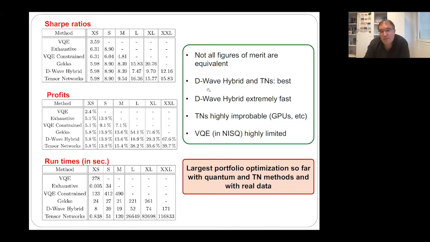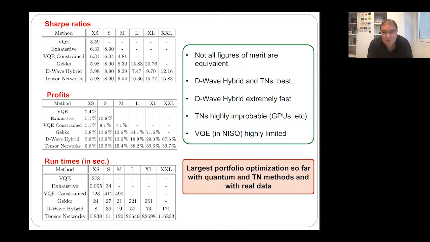We also noticed that D-Wave hybrid works very well, and also Tensor Networks. They allow us to solve the largest possible sizes of the problems. D-Wave hybrid is extremely fast. If you have a look at the runtimes, the XXL dataset was solved in less than 3 minutes. This was very fast. If you have a look at the running time of Tensor Networks, you could say, wow, this is scaling pretty badly. But this was using my laptop.